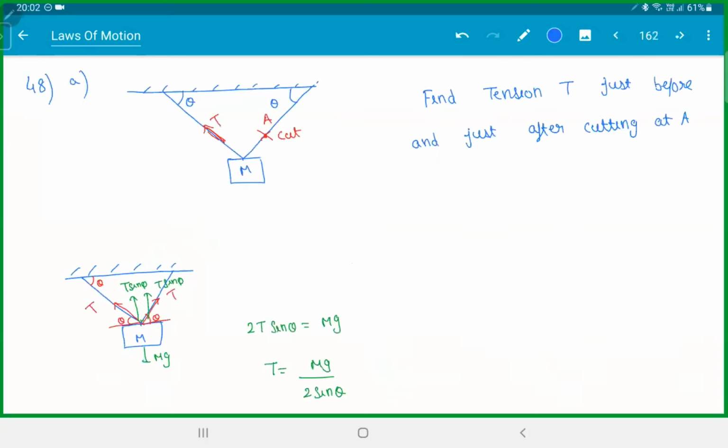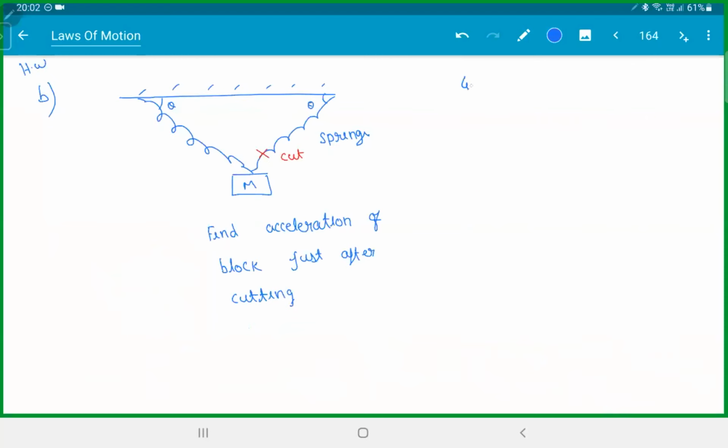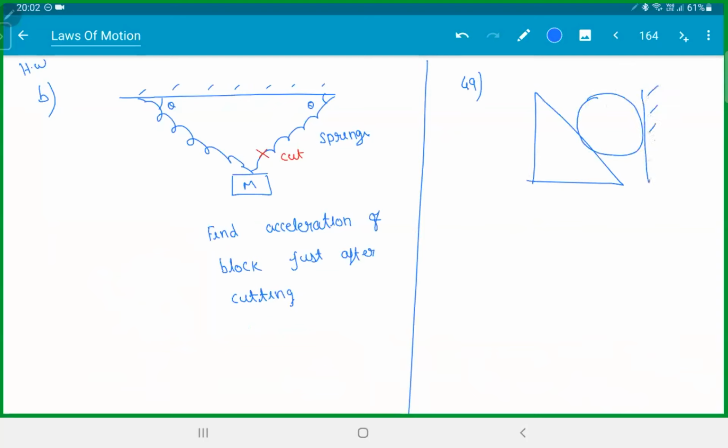And let me just add one more problem. Did everyone try the last class homework problem I gave? That big pulley and all. Didn't try, make sure to try. Next class we'll discuss that also. All surfaces are smooth. Find the acceleration of the wedge. Make sure to try them and come.